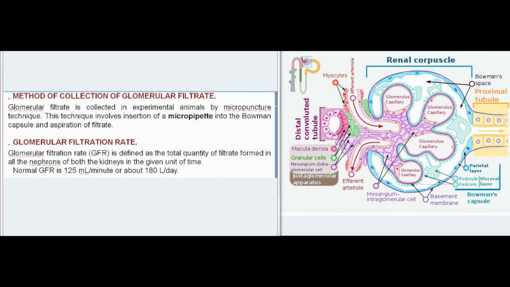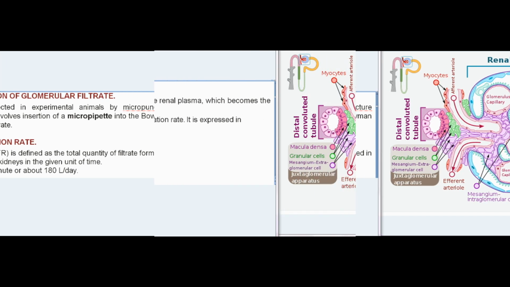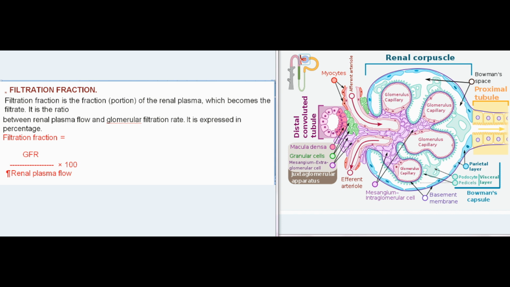Method of collection of glomerular filtrate. Glomerular filtrate is collected in experimental animals by micropuncture technique. This technique involves insertion of a micropipette into the Bowman capsule and aspiration of filtrate. Glomerular filtration rate. Glomerular filtration rate, GFR, is defined as the total quantity of filtrate formed in all the nephrons of both the kidneys in the given unit of time. Normal GFR is 125 ml/minute or about 180 L/day.